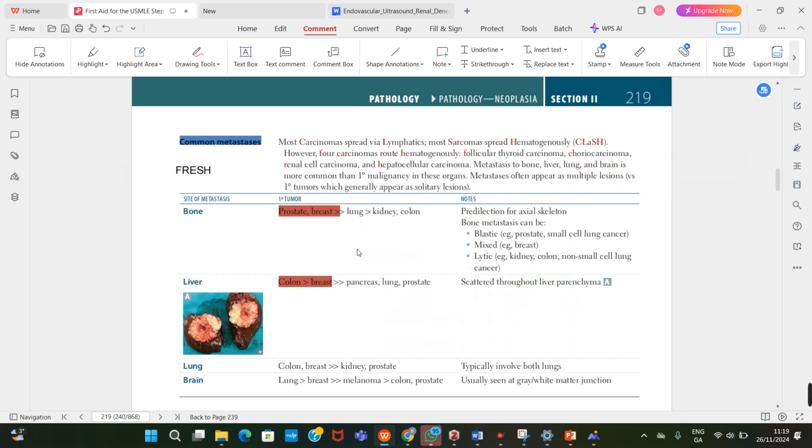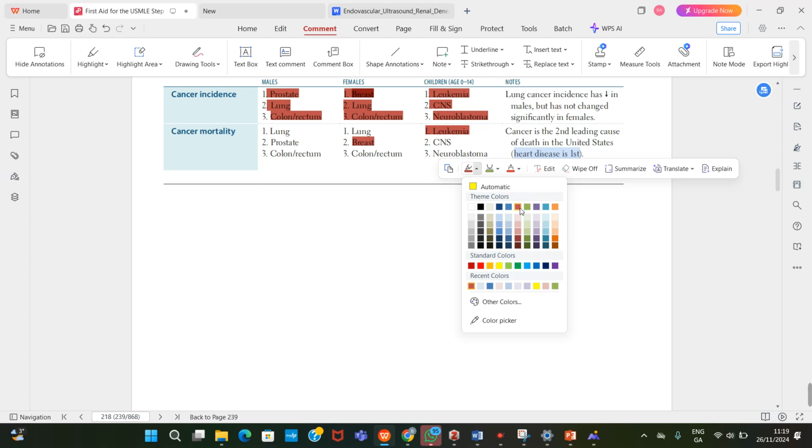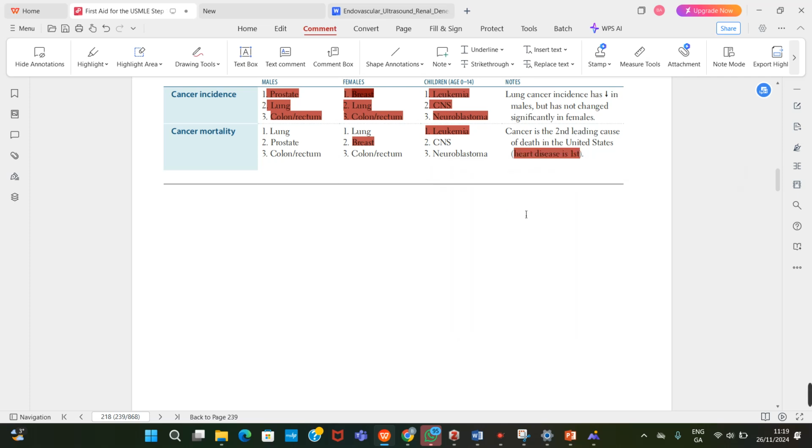So moving on. The common cause of death is actually heart disease. That is why cardiologists are getting highly paid. I know that most of us want to do internal medicine and go into cardiology. The reason they are highly paid is because heart disease is the commonest cause of death, while cancer is the second leading cause.